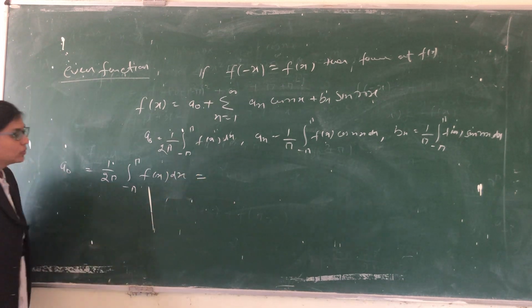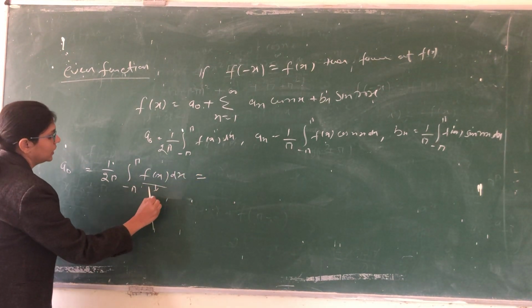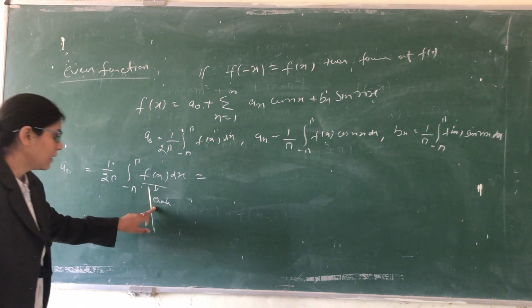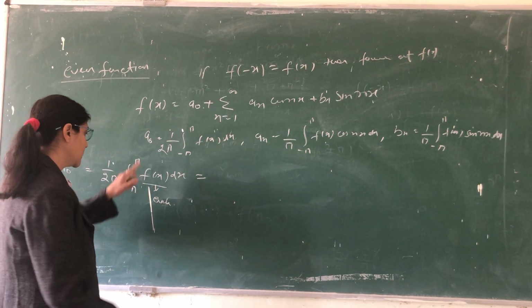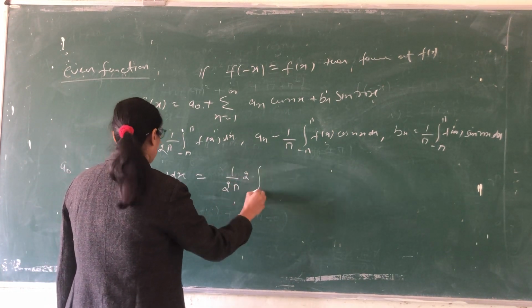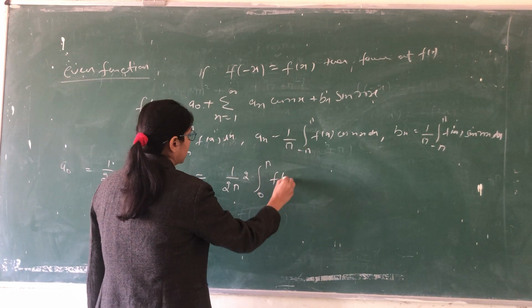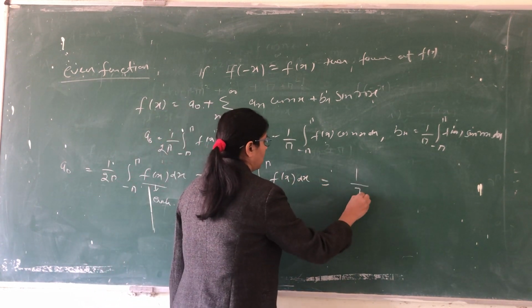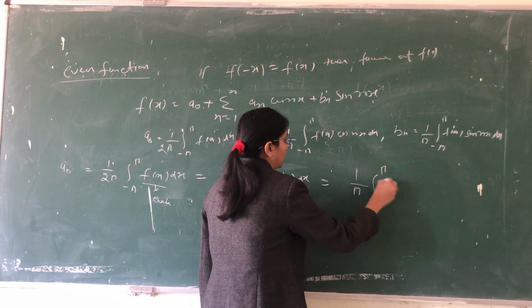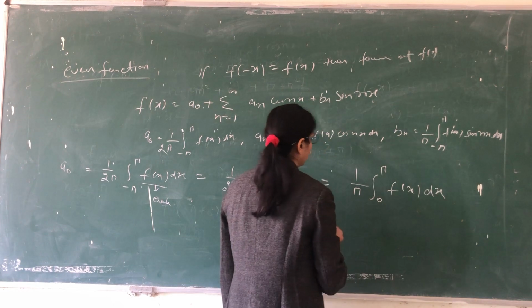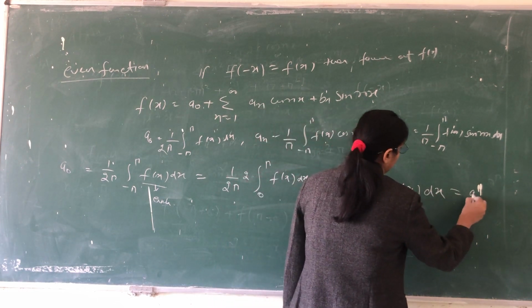Now we know that the function f(x) is even function. Then applying the property of integration, it can be written as 1 upon 2 times twice of 0 to pi f of x dx. Here it can be reduced as 1 upon pi 0 to pi f of x dx. This is your a0.